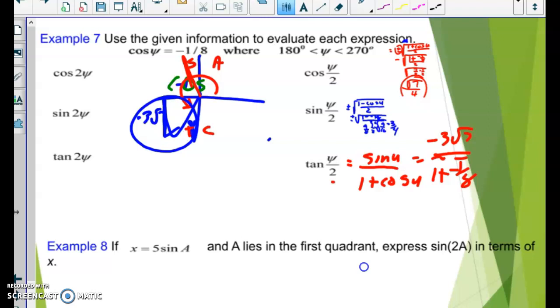And so if I simplify this, I get negative 3 root 7 over 1 minus 1/8, which gives me 7/8, which is the same as negative 24 root 7 over 7.